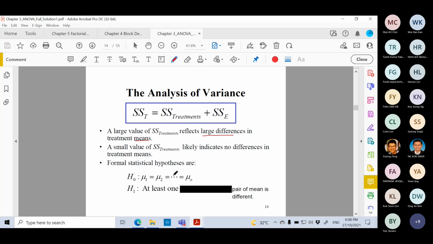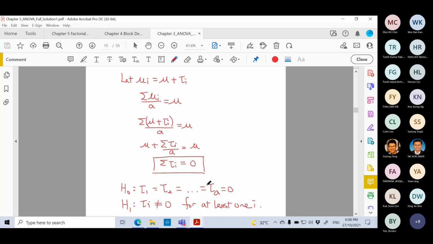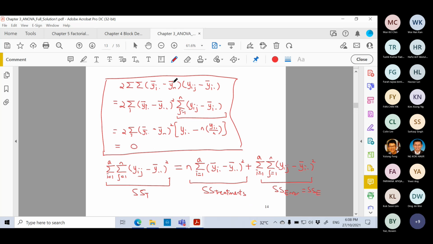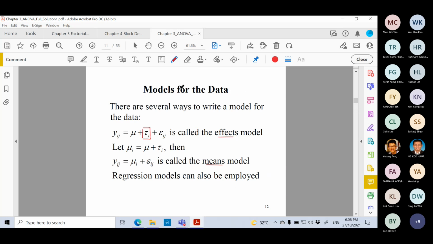So I have added one more slide. It's about the tau here, because later on when I go through the factorial analysis, I will introduce this one. This one is what you have seen before. The mean i will equal to the overall mean plus the tau i. Why I say seen it before, you can refer back to your page.